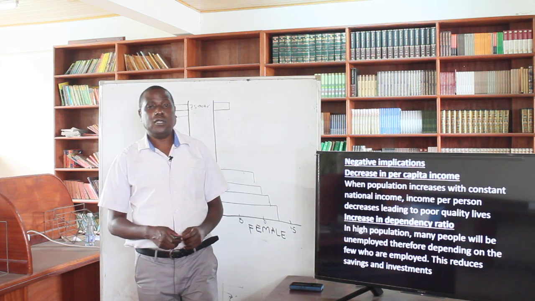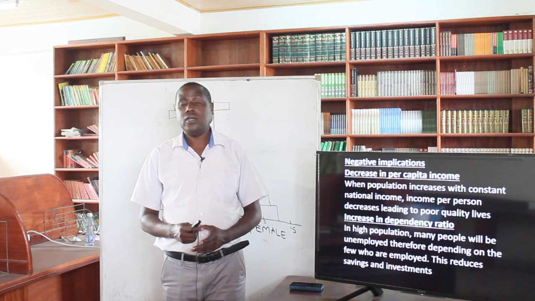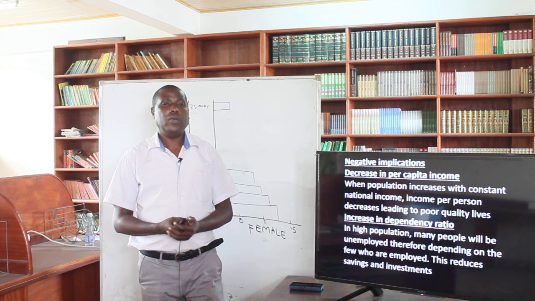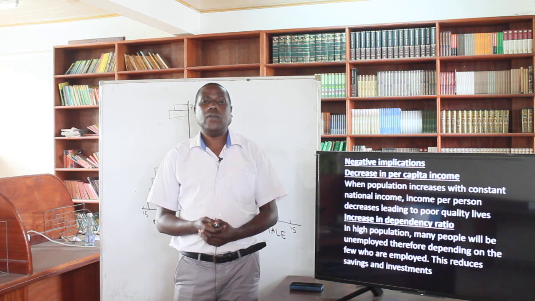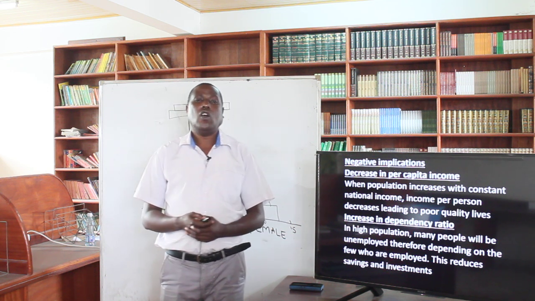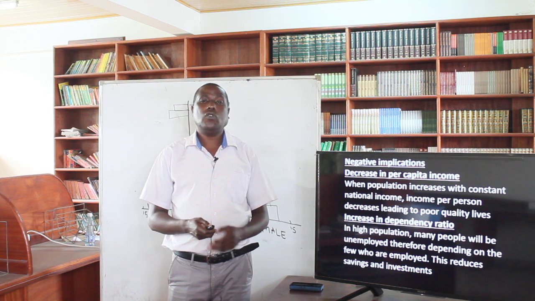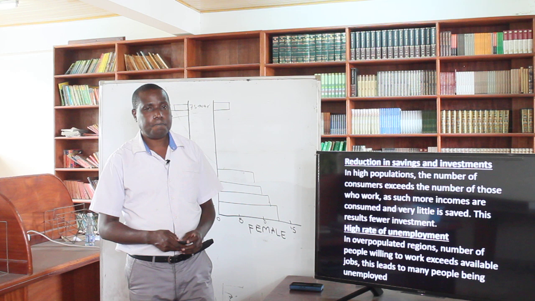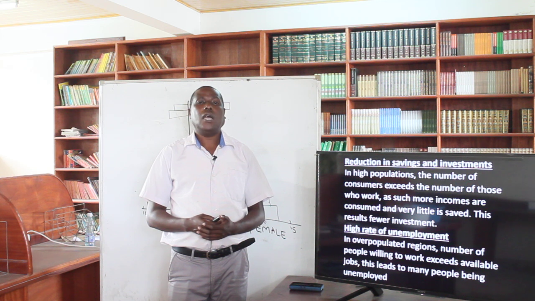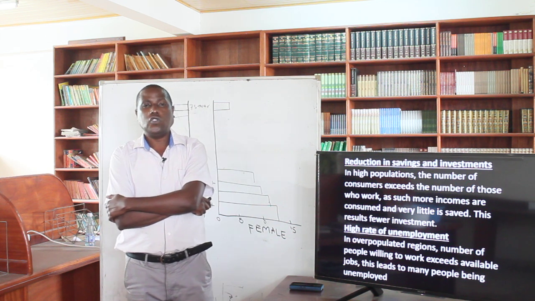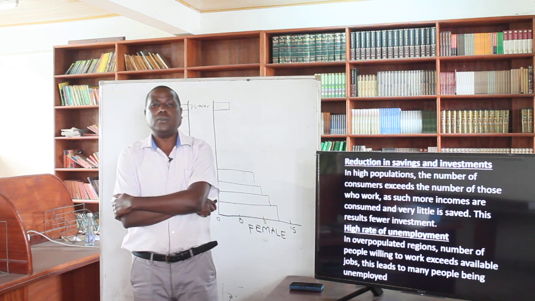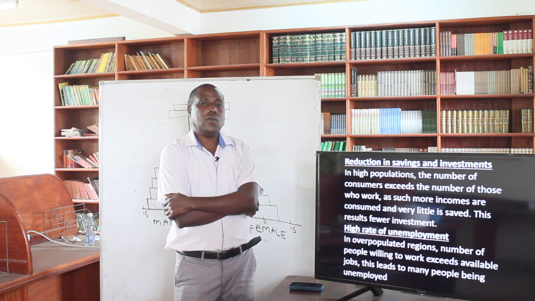The negative implications include: 1, decrease in per capita income. With a large population, if we divide the total national income, per capita income becomes smaller. There will be increase in dependency levels. In high population, many people will be unemployed, therefore depending on the few who are employed, and this reduces savings and investments. In high populations, the number of consumers exceeds the number of those who work, and as such, more income is consumed and very little is saved.